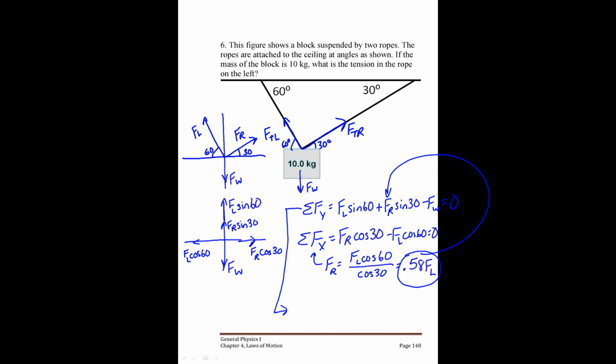So I get FL sine 60 plus 0.58 FL sine of 30 minus my mass, which is 10 kilograms, times 9.8. That's equal to 0. And then I solve this for FL, and I'll let you do that algebra on your own, but I get an FL of 82 newtons, or 80 newtons. 82 is equal to 80 newtons, keeping proper sig figs.